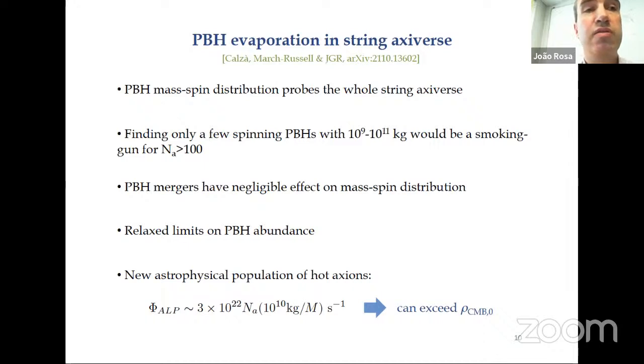They're emitting lots of relativistic, or hot, axions. Here is just to give an idea of the number of axions you expect from each primordial black hole, which is quite large when you reach these masses. And we estimated that the axion density, the hot axion population that should be lying around, can even exceed the density of the cosmic microwave background. So it's a new population of hot axions, very different from what might be produced cosmologically through other means. So it's interesting for axion detection as well.